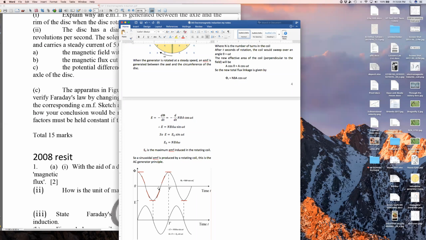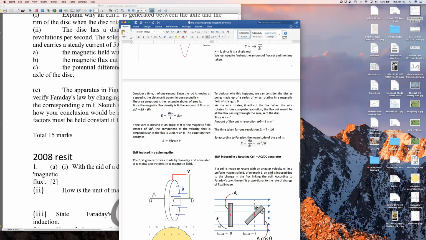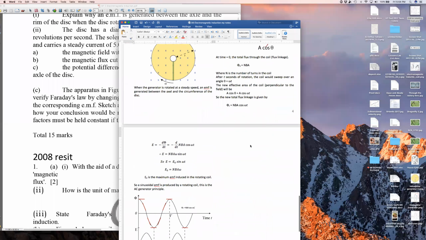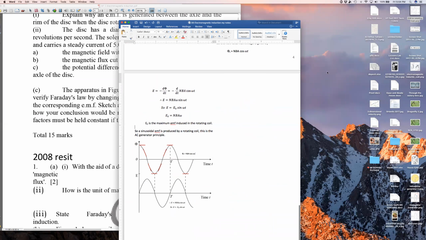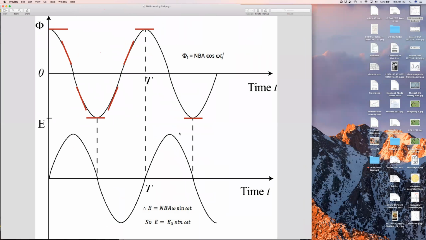We know where this comes from. That's the NBA cos omega t. Now, that is phi. And what do we know about Faraday's law? Faraday's law says that E is proportional to delta phi over delta t. What is delta phi over delta t? I drew this; let me give you the high resolution one that I have here. This is how phi is varying with respect to time.